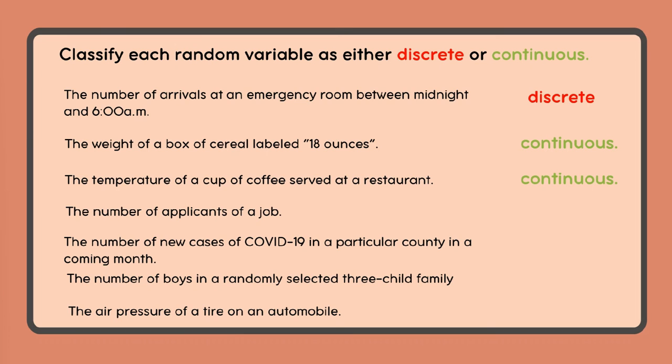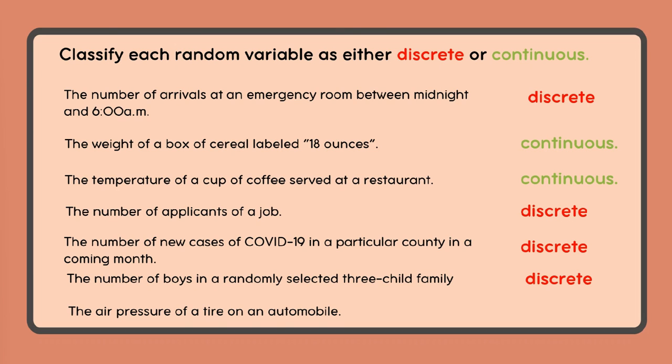So the next question is the number of applicants for a job. Is it discrete or continuous? Very good. It is discrete since we can count the number of applicants for a job. Next is the number of COVID-19 cases in a particular country in a coming month. Yes, very good. This is discrete because we can count the number, right? The next question is the number of boys in a randomly selected three-child family. Very good. It is discrete.